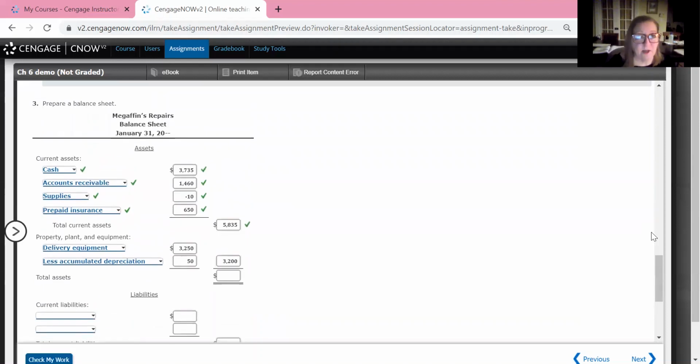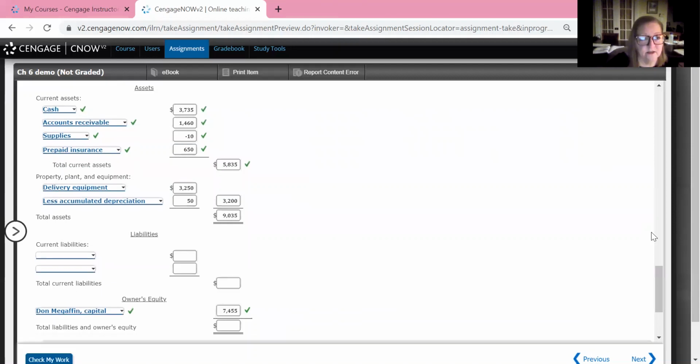So now I can just add my long-term assets and my short-term assets, or my current assets together, and I'm going to get $5,835 plus $3,200, $9,035. Okay, so now I got total assets.